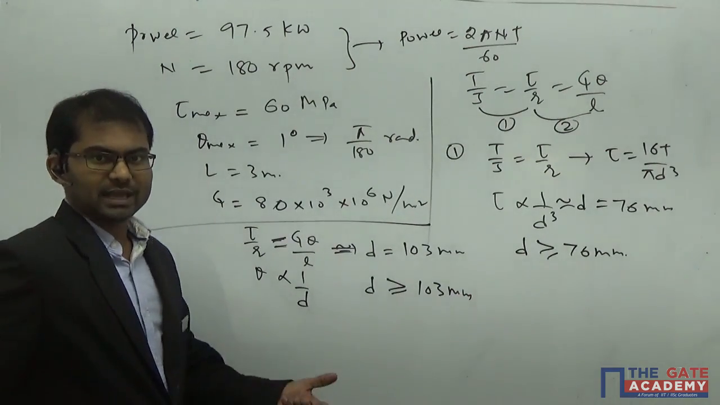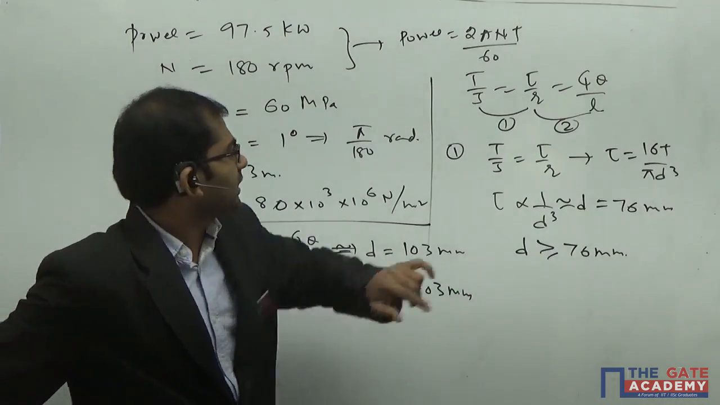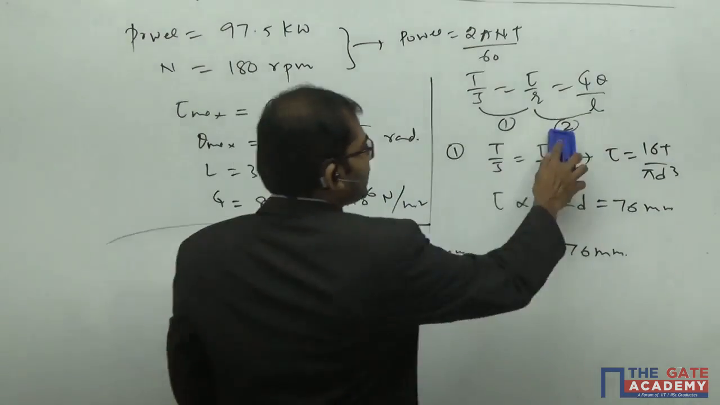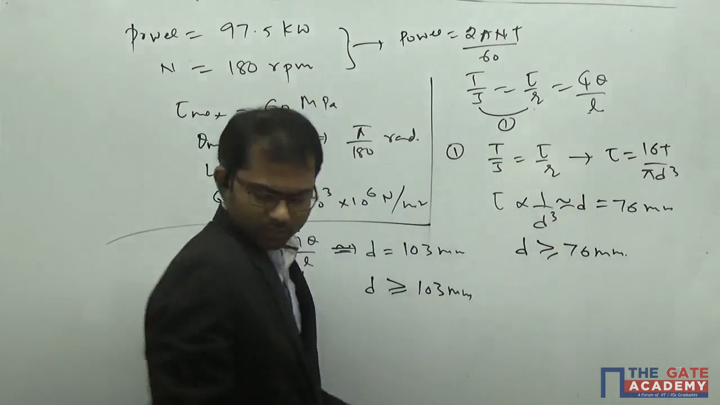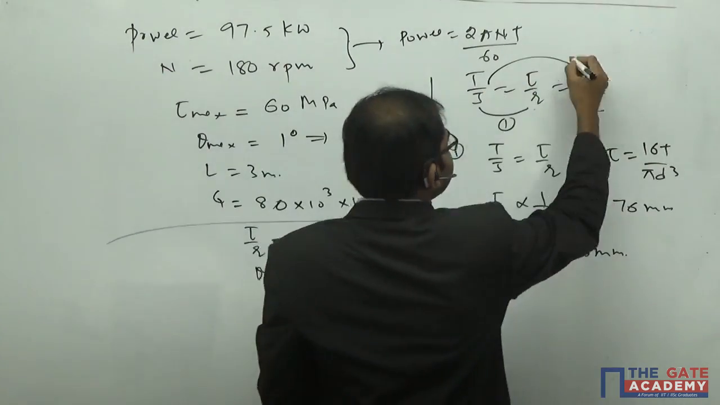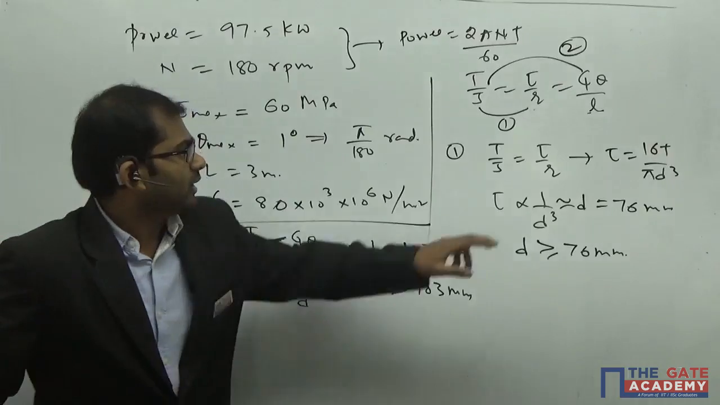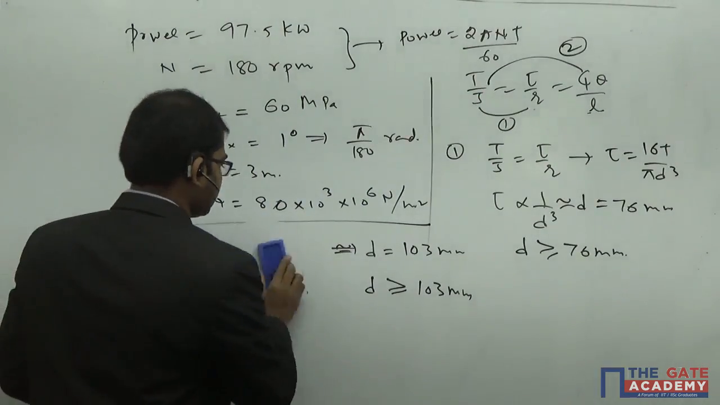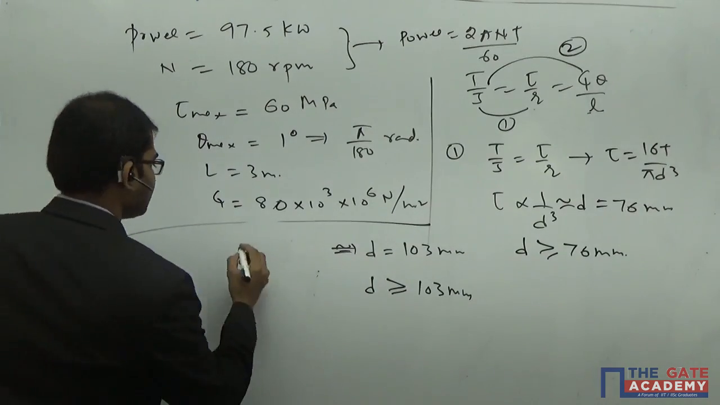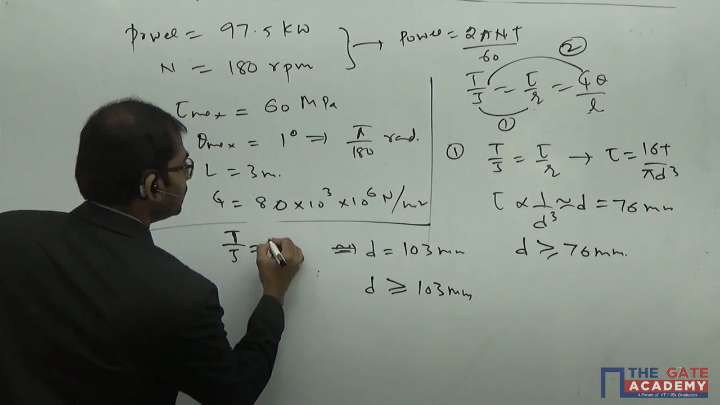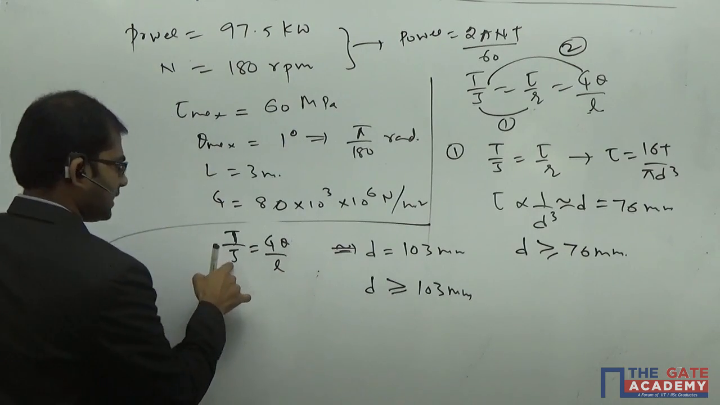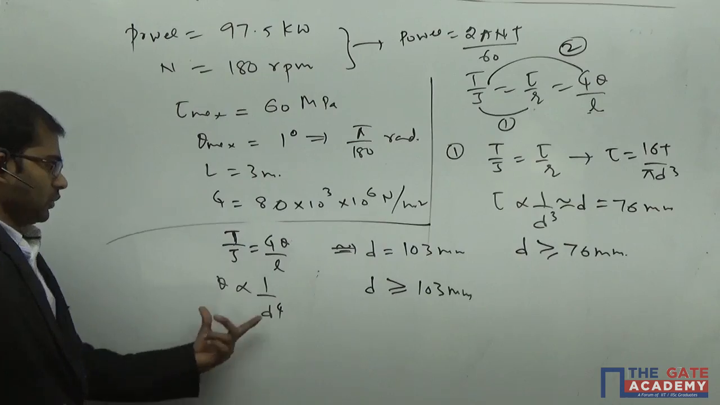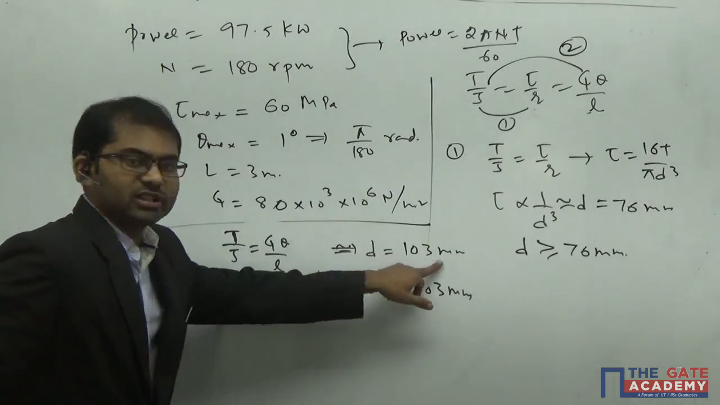Understand? Some people got the answer as 257. Okay, that you will get if you take, sorry, just a minute. There is a mistake. You should not be taking these two here, it's a big mistake. You should be taking these two: one dependent one and another independent one. So T by J is equal to G theta by L. J has d power of 4, so theta is inversely proportional to d power of 4. According to this, you're going to get the diameter as 103 mm.